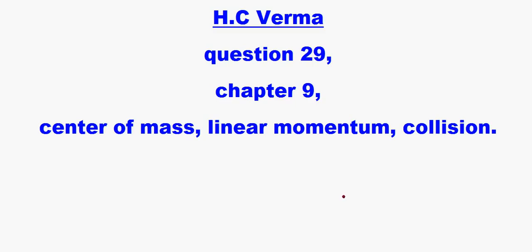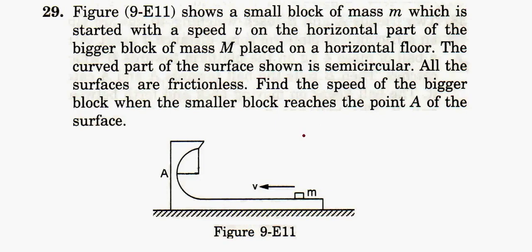Let's solve question number 29 of chapter 9 from the section Center of Mass, Linear Momentum and Collision from the book S.C. Verma. The question says, figure shows a small block of mass small m which is started with a speed v on the horizontal part of the bigger block of mass capital M placed on a horizontal floor. The curved part of the surface shown is semicircular. All the surfaces are frictionless. Find the speed of the bigger block when the smaller block reaches the point A of the surface.